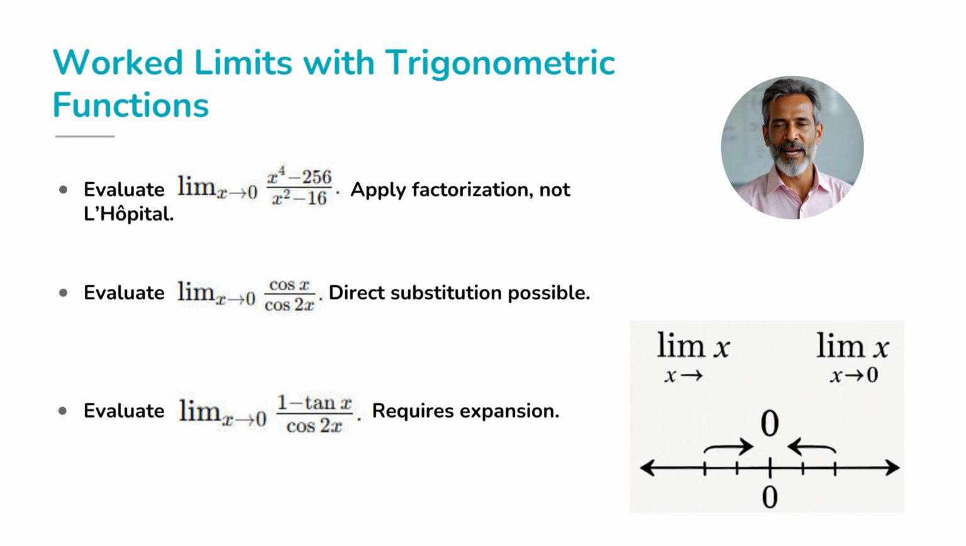The numerator x to the power 4 minus 256 becomes (x squared minus 16) times (x squared plus 16). Cancel the common factor x squared minus 16, and then the limit can be taken safely. The big idea? Always try substitution or factorization first. Only if that fails do we bring in L'Hopital's rule.